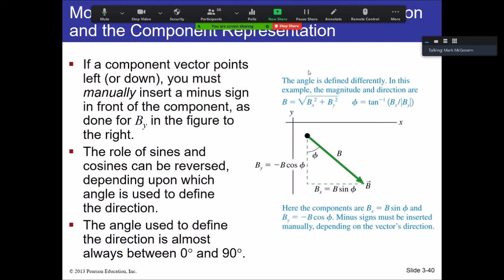So our components are different here, right? B sub y is negative b cosine phi. Negative because it's a fourth quadrant vector and it points down, which is negative. And the y component is the adjacent side of this triangle. Okay, what about x? B is the magnitude, sine is the opposite side, and so we give it there. And it's positive because it points to the right, which is positive.